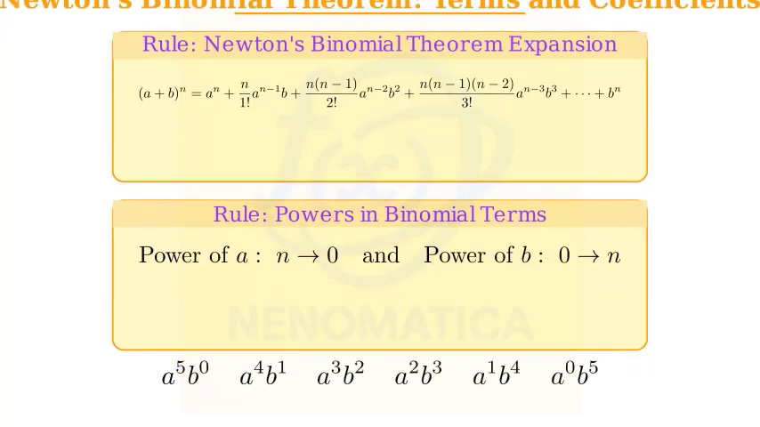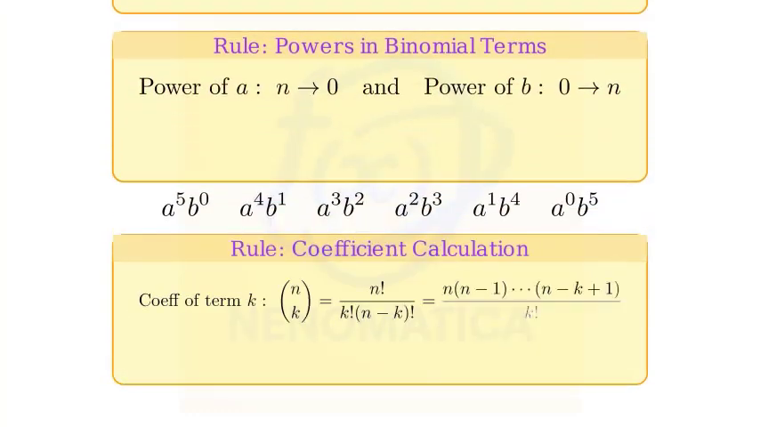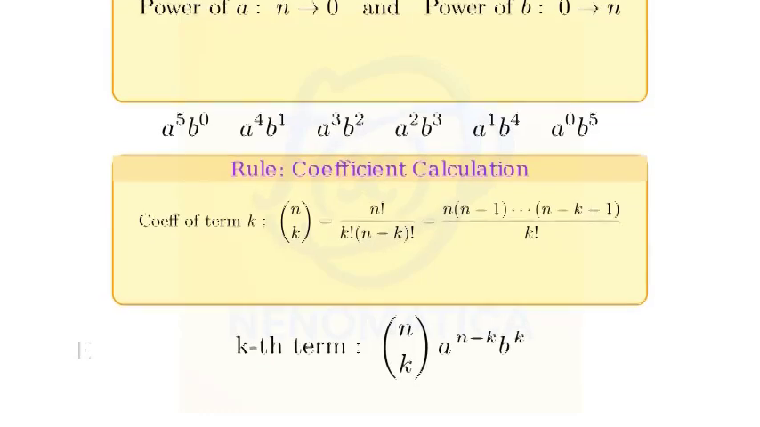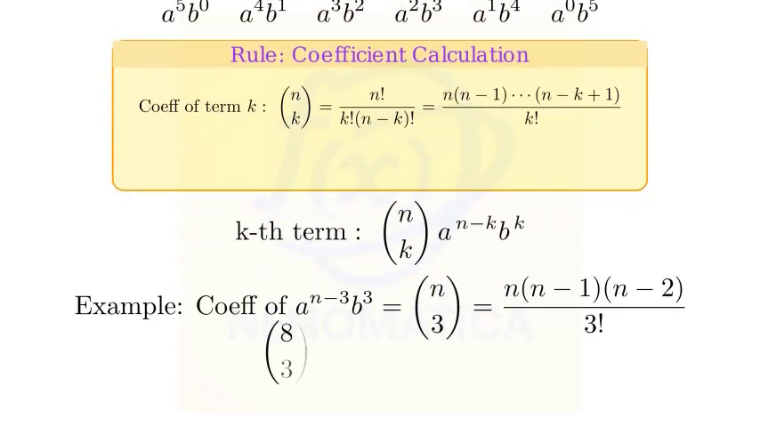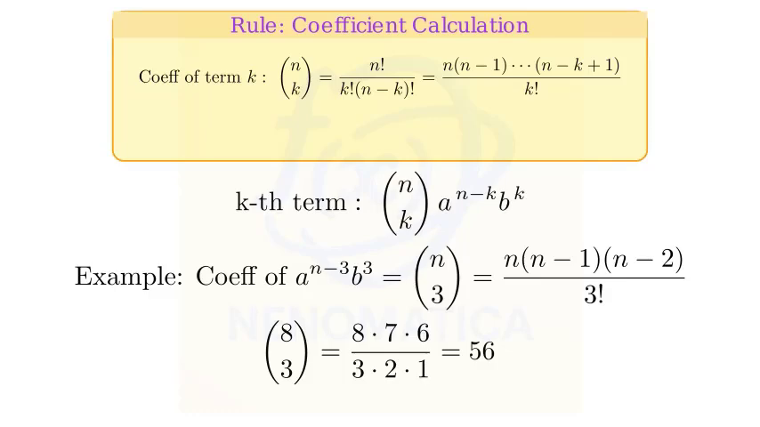The power of a decreases from n down to 0, while the power of b increases from 0 up to n. Visually, this creates a neat diagonal flow of exponents across the expansion. Step 2. Coefficients. The coefficient of the kth term is the binomial coefficient, read as n choose k. It equals n factorial over k factorial times (n-k) factorial. Another way to see it is as n times (n-1) times (n-2), and so on down to (n-k+1), all divided by k factorial.